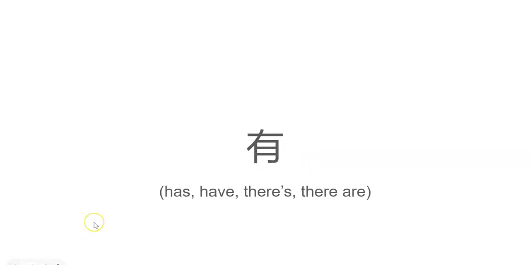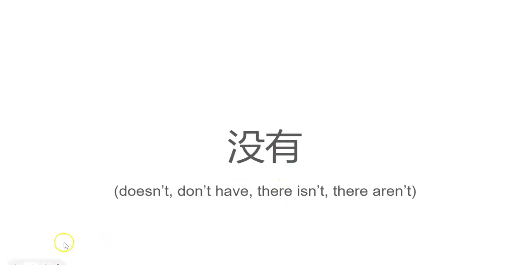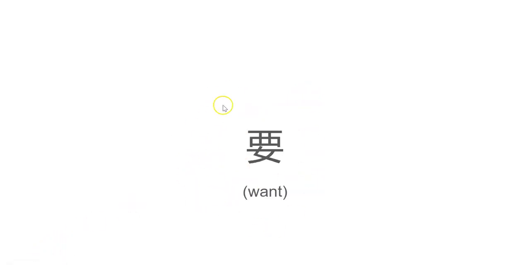Then how to say he or she has? 他有. Then how to say he or she doesn't have? 他没有. Perfect.